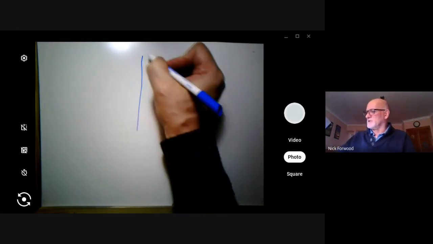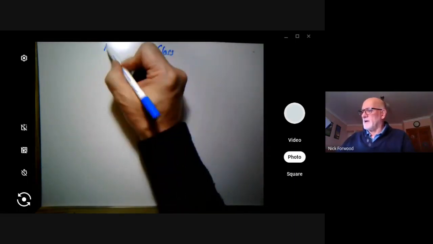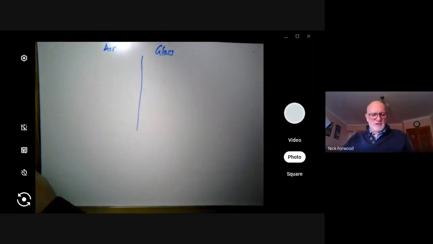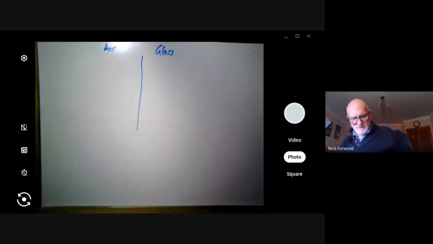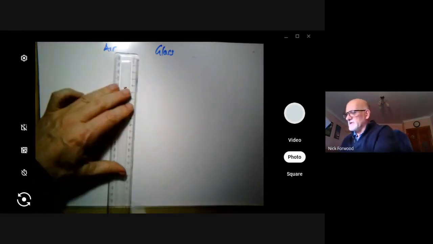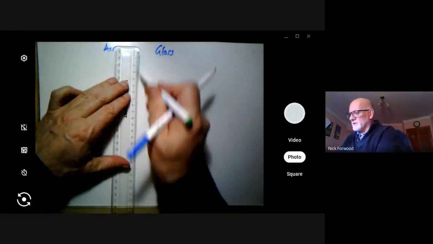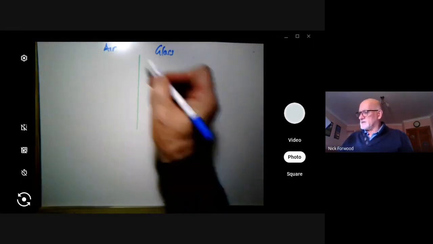So instead of drawing a block, I'm just going to have a boundary. The rest of the block's over here somewhere. I've got glass over here, and I've got air over here. I'll get a ruler to do this because I need to do some reasonably neat drawings to show what's going on, so I'll make that a nice straight line in a different color. So this is the boundary between air and glass.